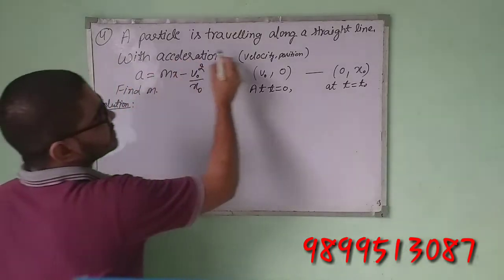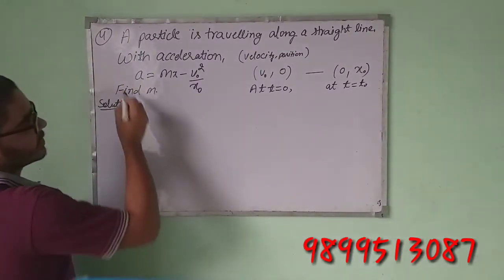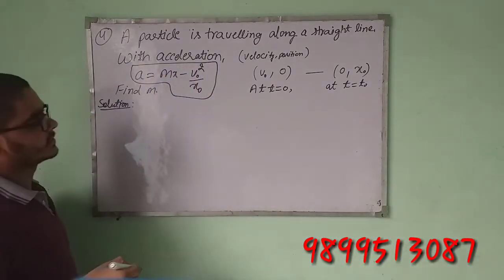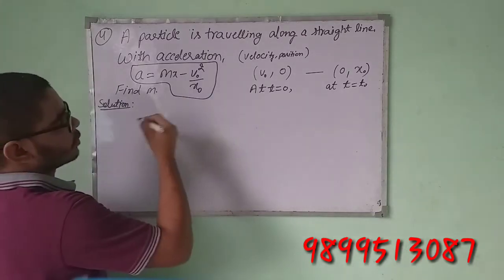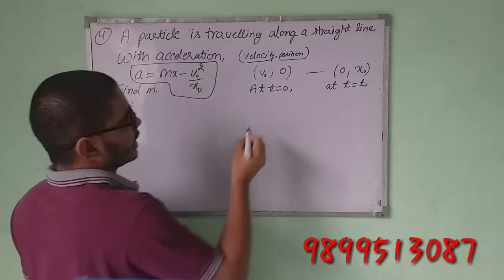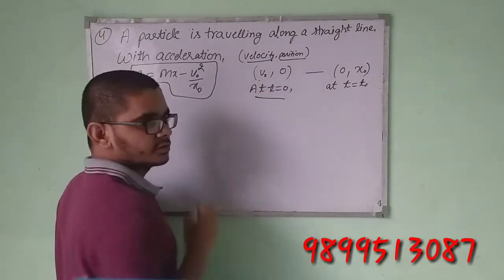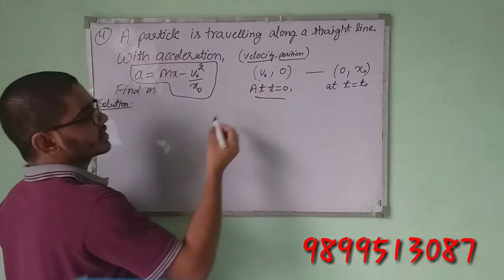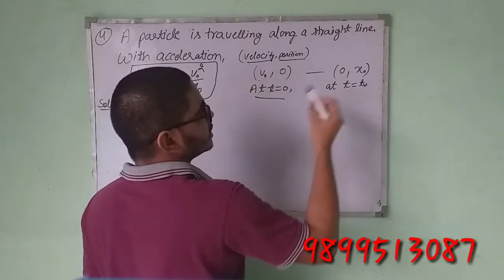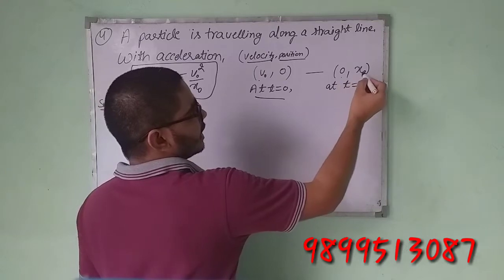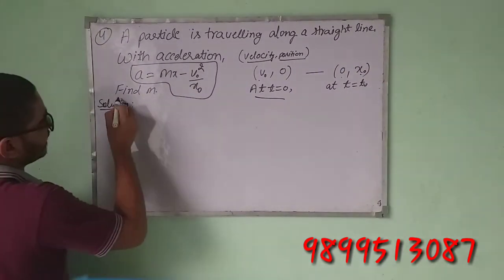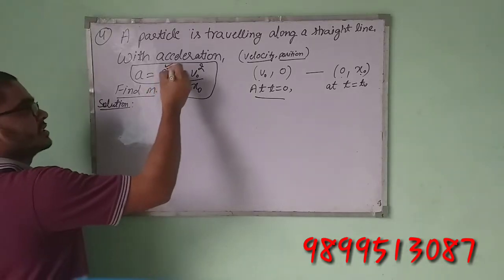This is a particle traveling along a straight line with the acceleration given here. We are given one more piece of information: velocity and position coordinate at t equal to 0 are v naught and 0, and after the time t naught these change to 0 and x naught. That means at time t equal to t naught velocity is 0 and its position is x naught. Now we have to find the value of m, which is a constant in this expression.